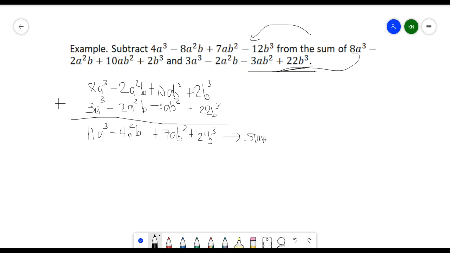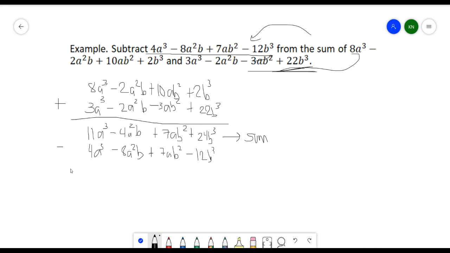Now we already got the sum of the two polynomials. Now what we need to do is subtract this algebraic expression from the sum. So from that we can already subtract this: 4a cubed minus 8a squared b plus 7ab squared. Then we also have minus 12b cubed.